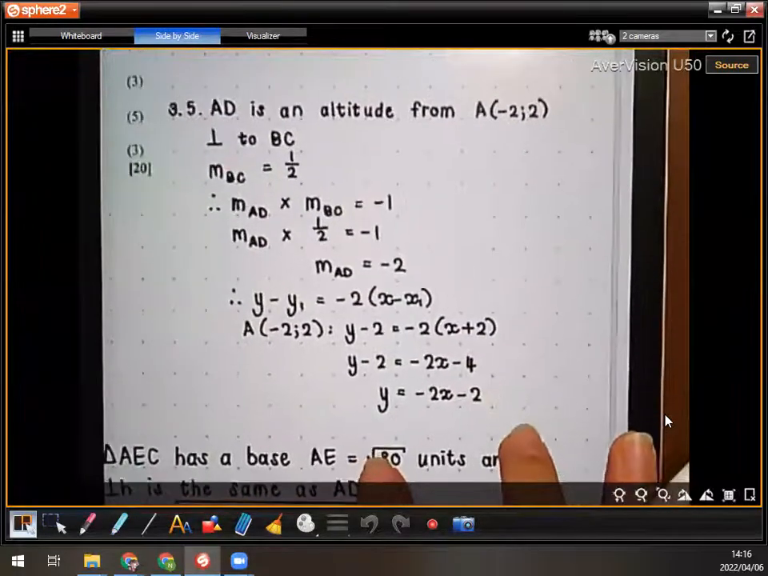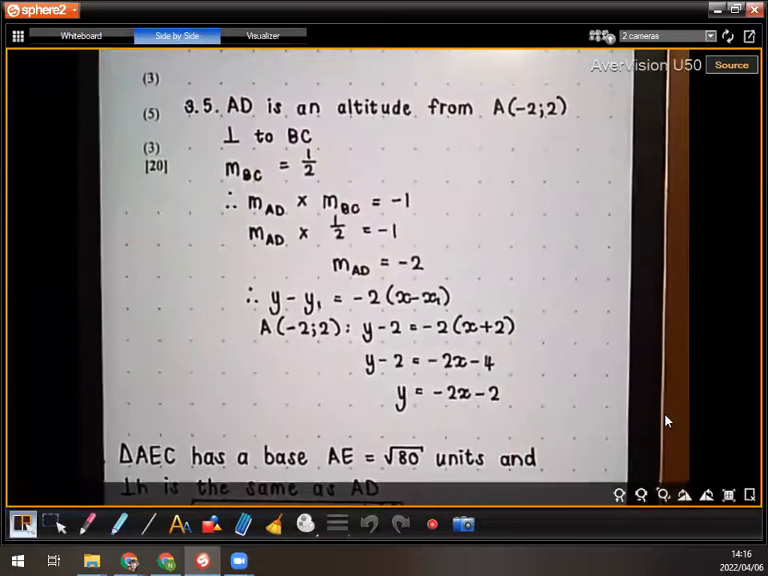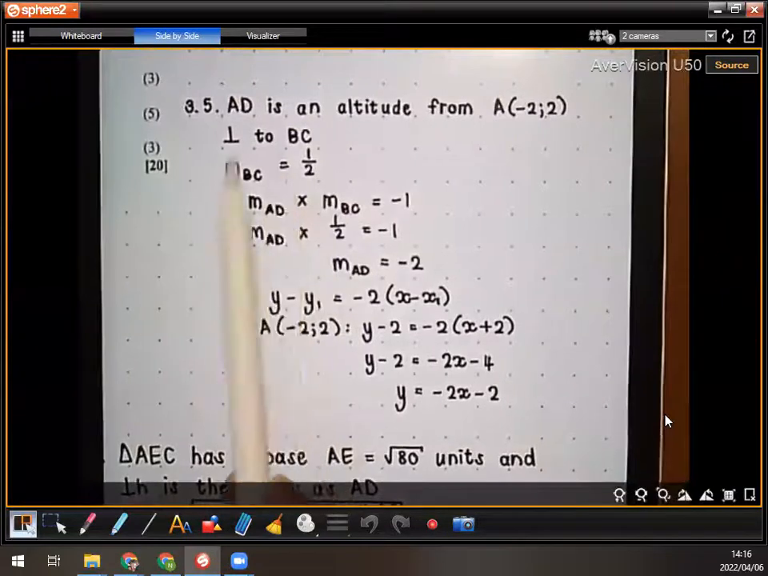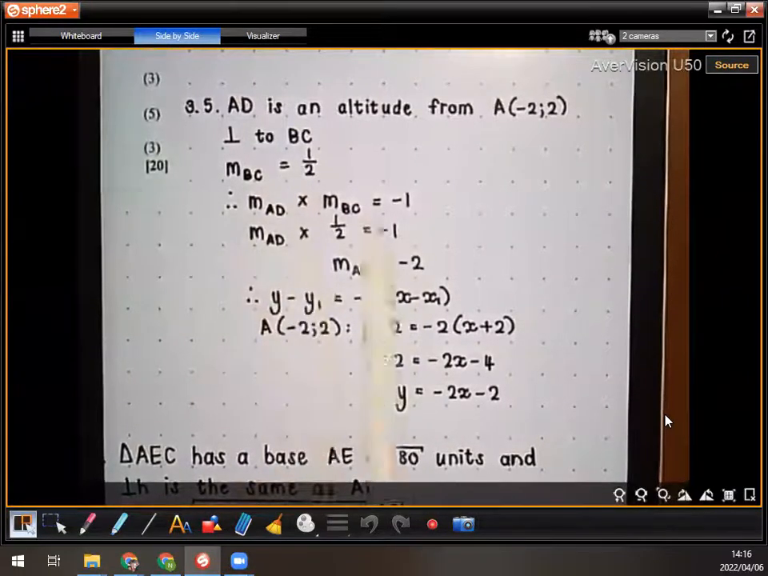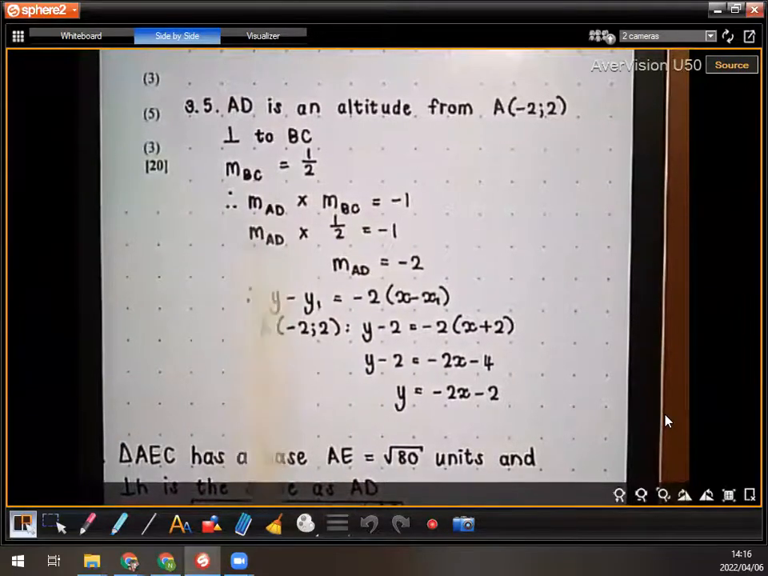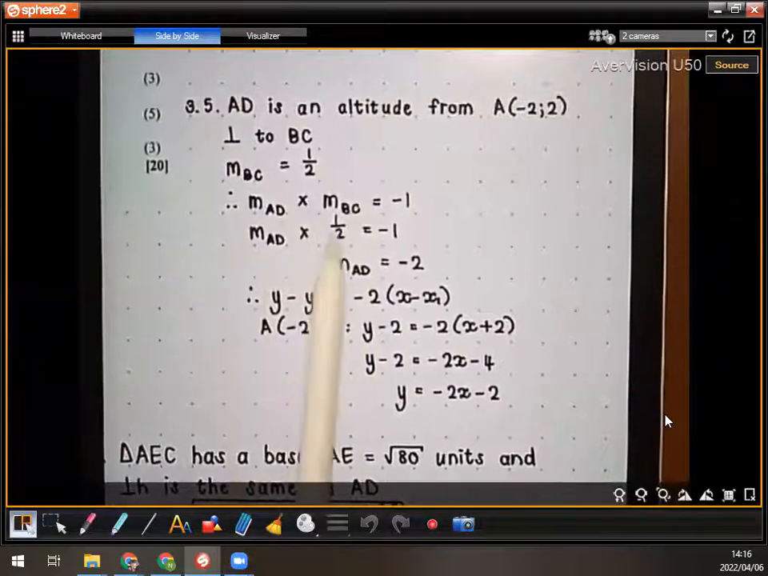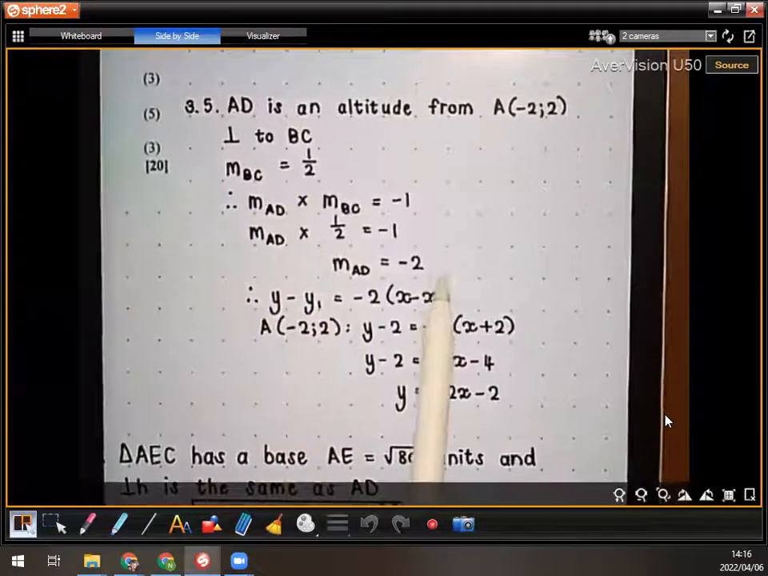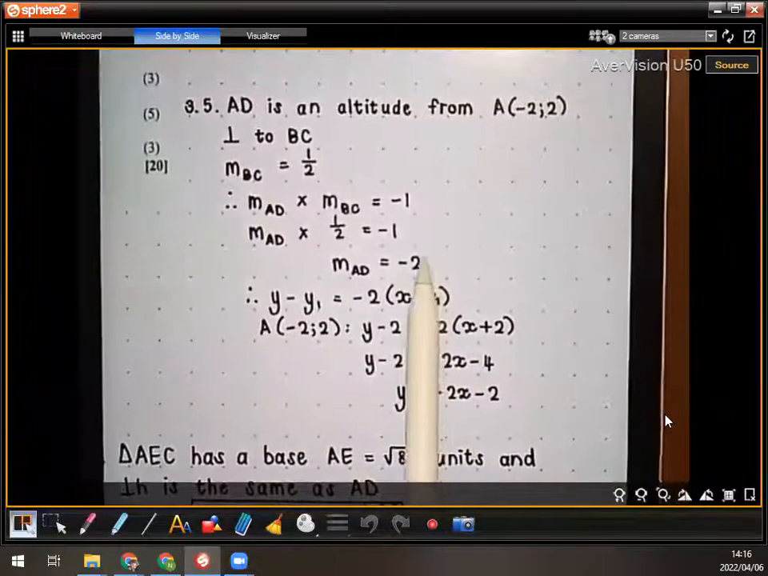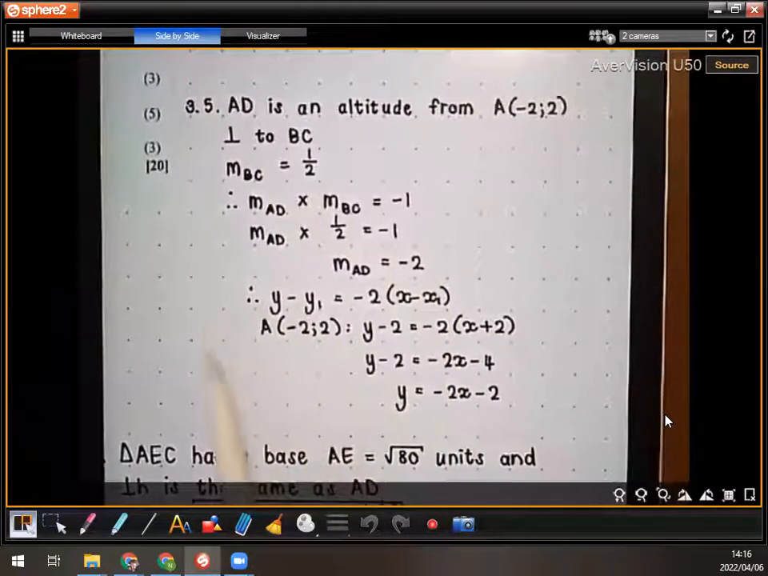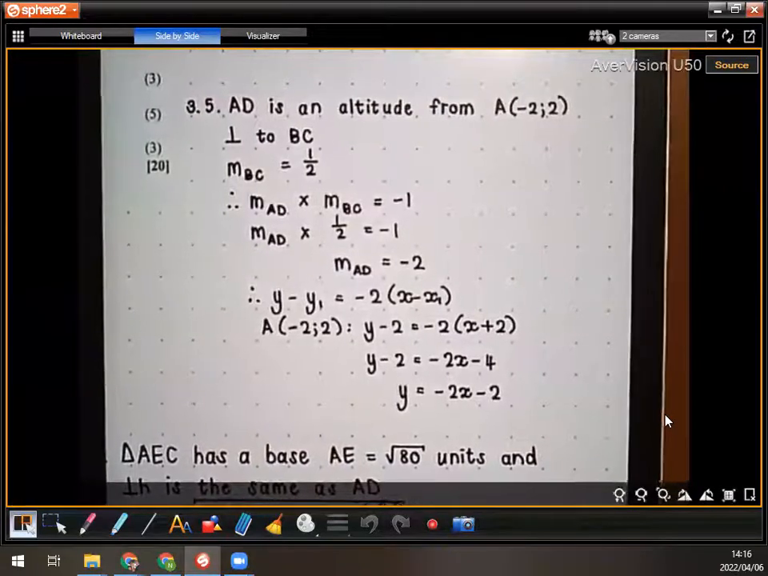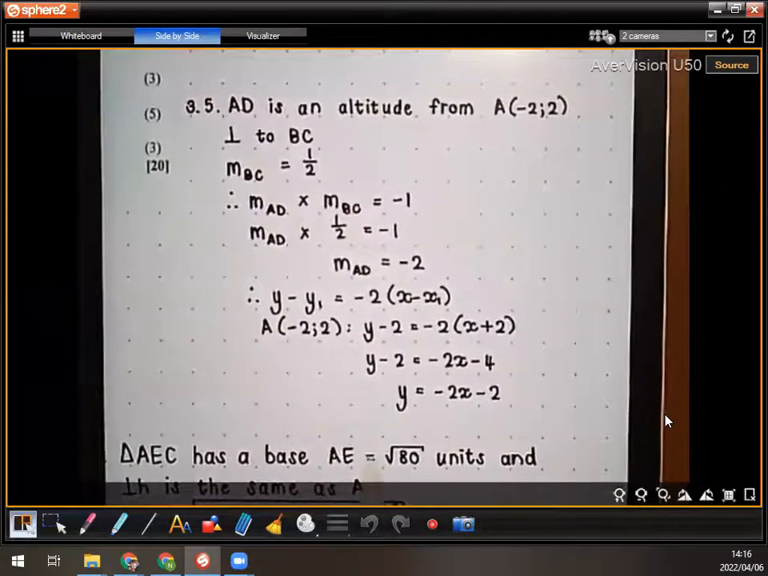3.5 AD is an altitude from A. It's perpendicular to BC. So what you have to do is you first find the gradient of BC, then you use this perpendicular line thing. Remember that the product of the gradients is -1. You use that. You put in your gradient of BC, and that allows you to calculate the gradient of AD. And then from there, you need to start at point A. You can't start at point D because we don't have those coordinates. So the only point that you can sub in here is point A, and then you will end up with that equation.